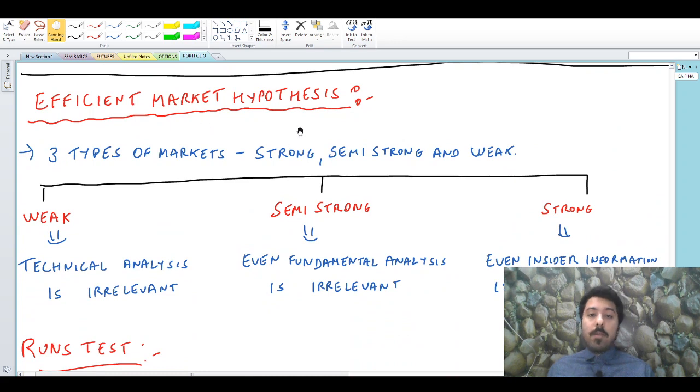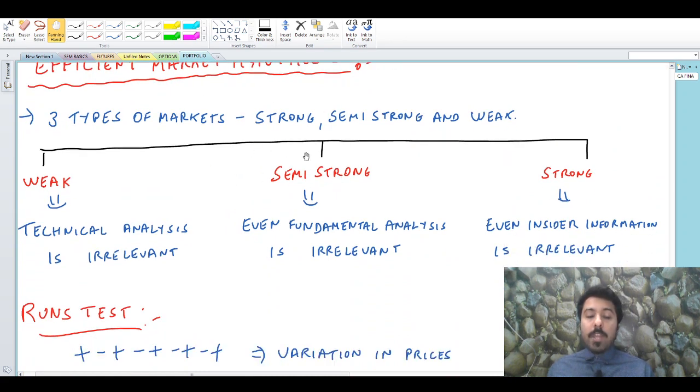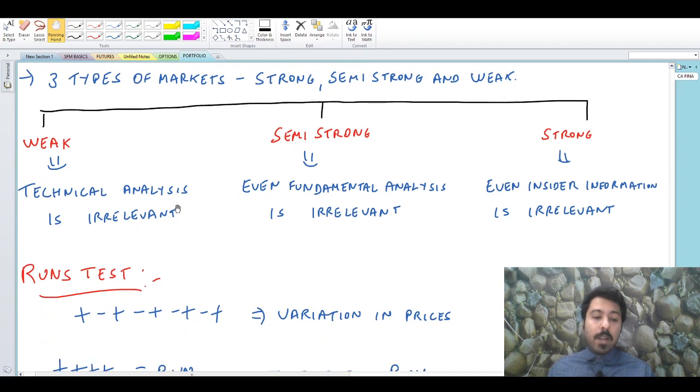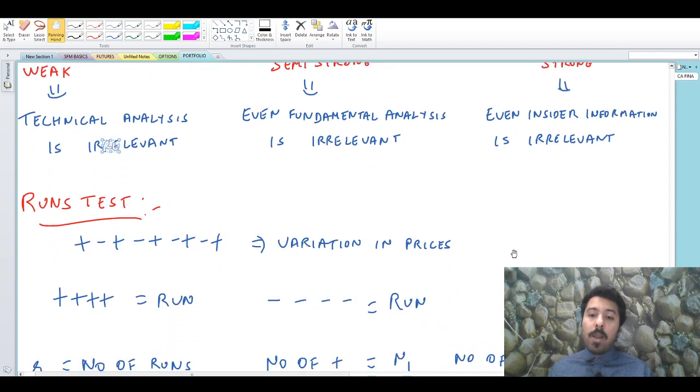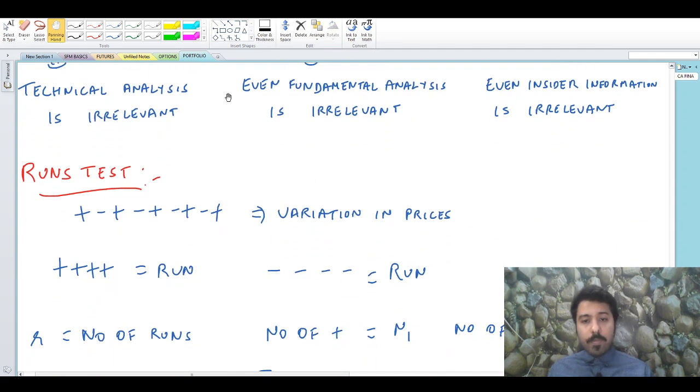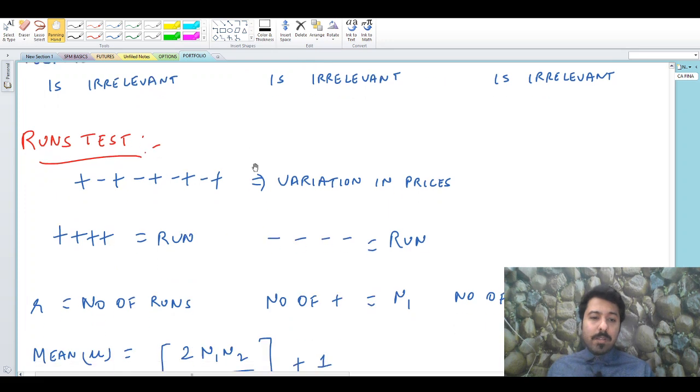Next topic is efficient market hypothesis. We have three types of markets: strong, semi-strong, weak. Weak market where technical analysis is irrelevant. Semi-strong where even fundamental is irrelevant, so technical plus fundamental. And in strong markets, technical, fundamental and insider information all are irrelevant. Okay. There's nothing to explain in this, you just need to learn.